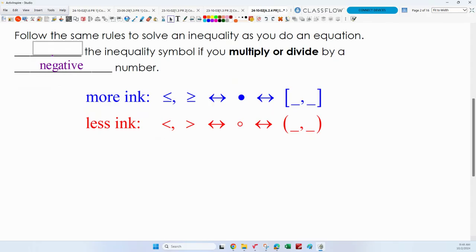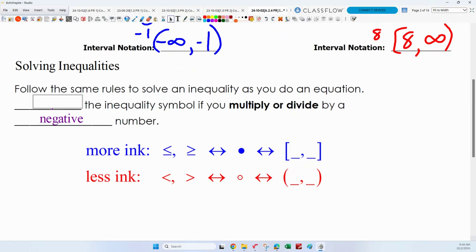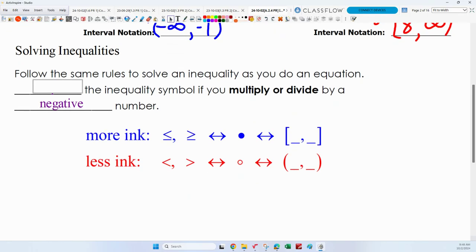Okay? Make sense? All right, so how about solving inequalities? If we're doing algebra, which we're going to do a little bit of today, follow the same rules to solve an inequality as you do to solve an equation. But what do we have to do to the inequality symbol if we multiply or divide both sides of our inequality by a negative number? We've got to flip it, don't we? Yeah, good. You guys are remembering this stuff. That's good.